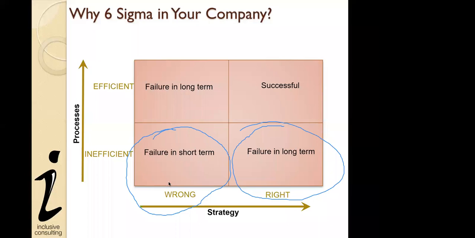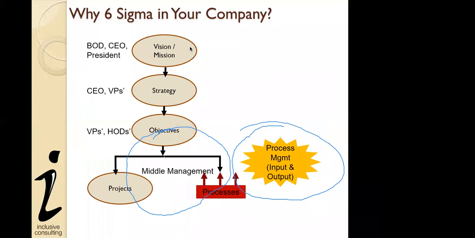But again, because of having the wrong strategy, you will have failure in the long term. So again, you will not be able to have sustainable success in the long term. Now, before I go back to the fourth quadrant, let me go back to the previous slide and show you something here. How many people would be involved in developing the right strategy?